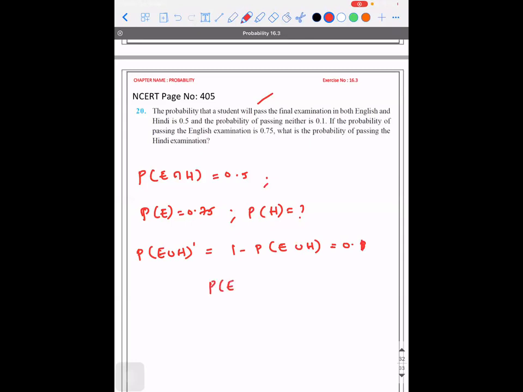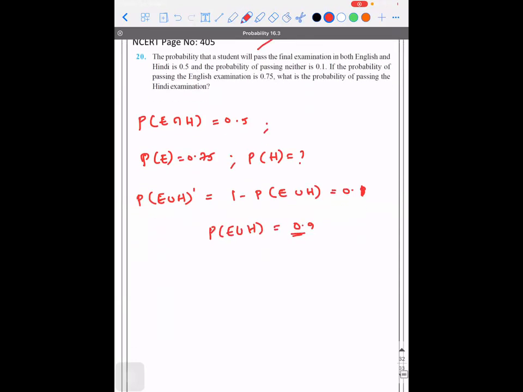So what is the probability of E union H? That will be 0.9. Now you will get 0.9 is equal to 0.75 plus probability of passing in Hindi minus 0.5. So 0.15 plus 0.5 is equal to probability of H. That will be 0.65. Right?